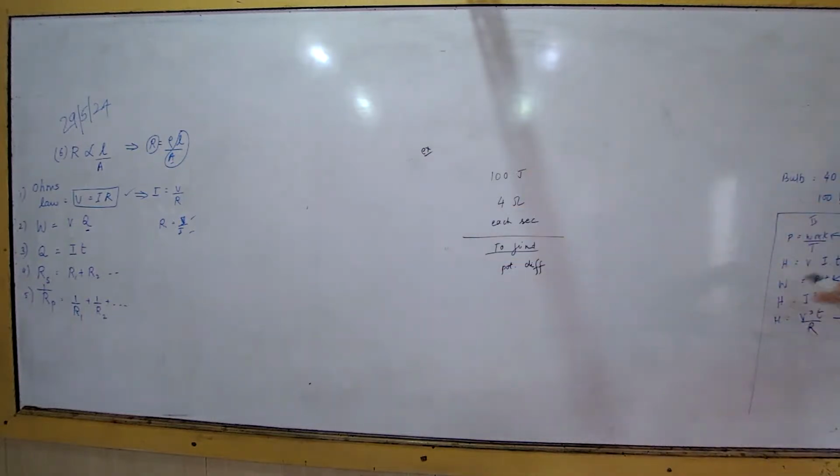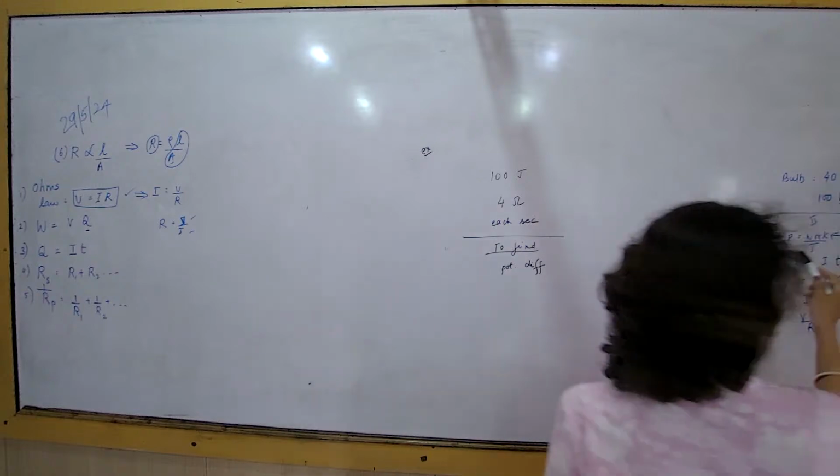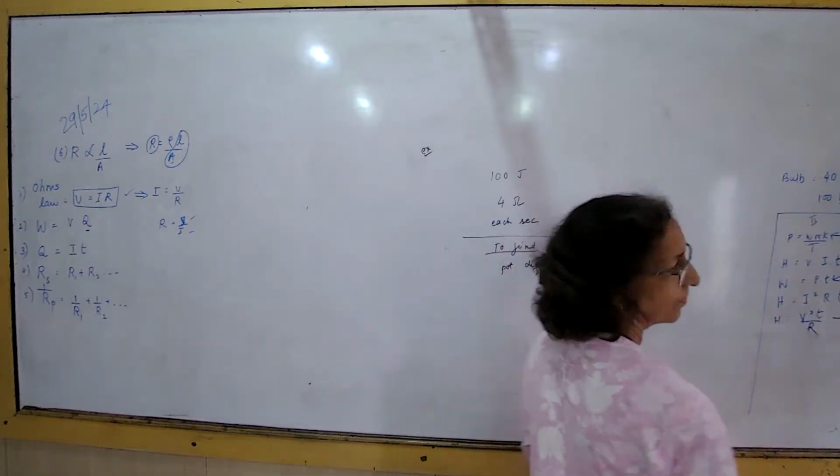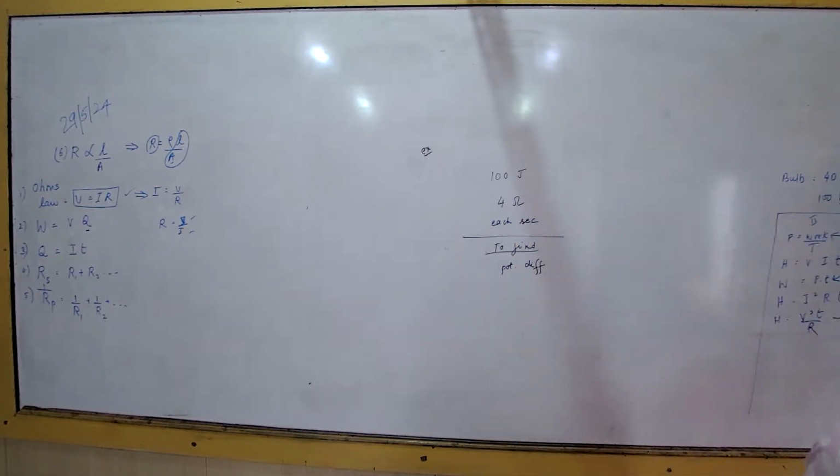So many formulas are given here. You can use V square P by R. I is not given. There are so many things that you can manipulate here. It's not there, so you pick and choose where I is not there.